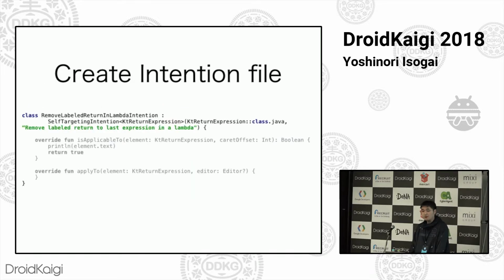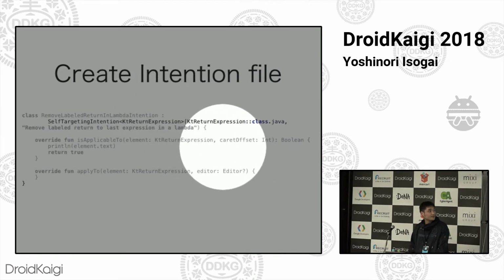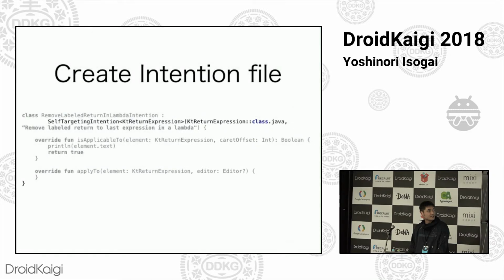So going back to the code, KtReturnExpression is the target expression class for this intention. So set KtReturnExpression as the type parameter here, and also as the first parameter of the primary constructor. And then set the text and family name. Now implement the isApplicableTo and applyTo methods.